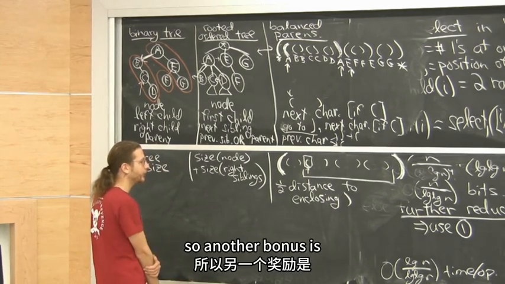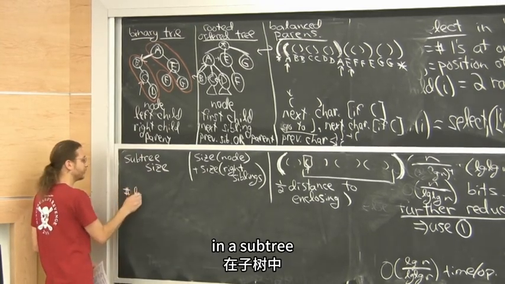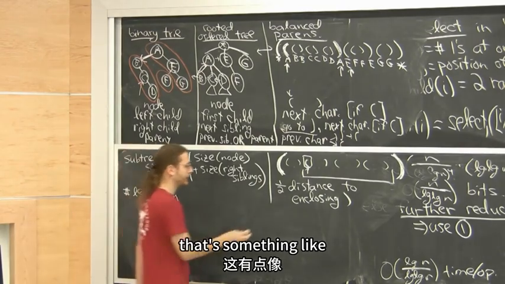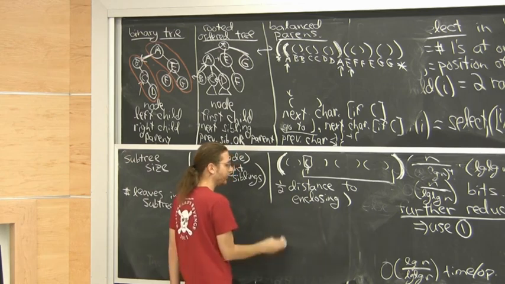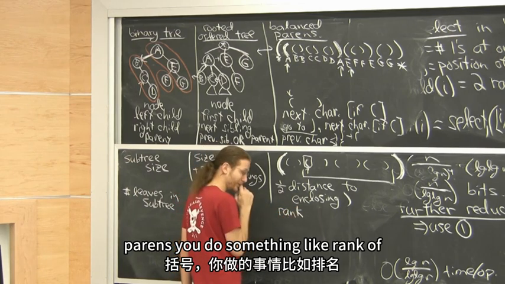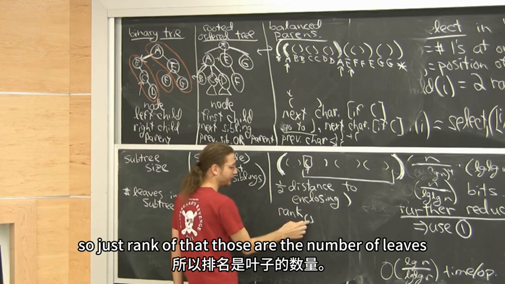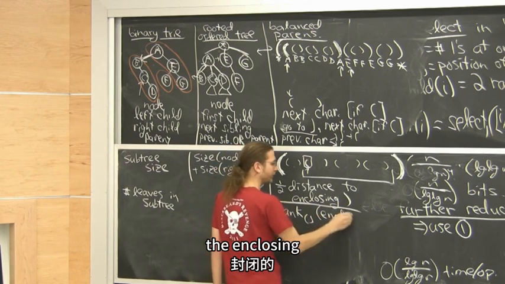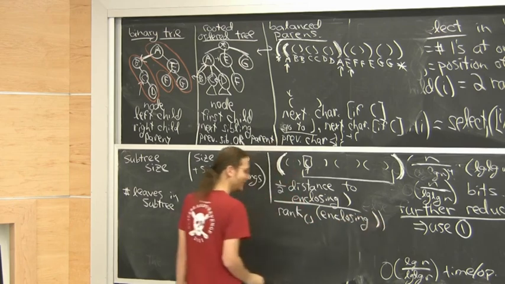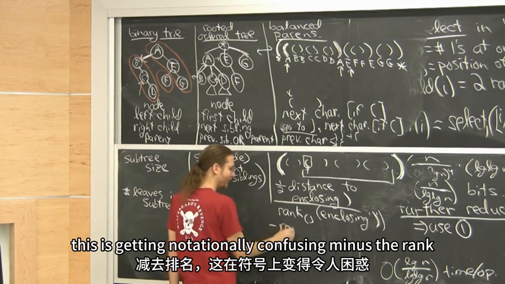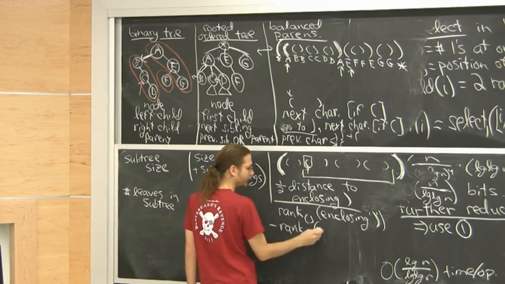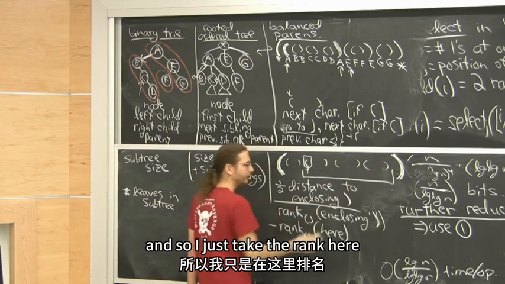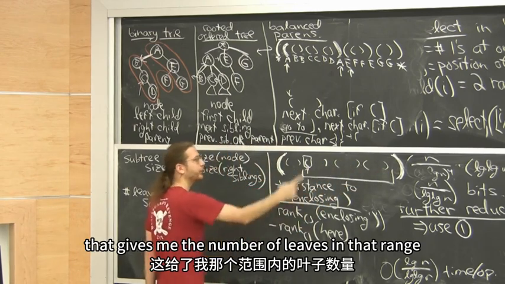And we have a couple extra seconds. So another bonus is suppose you want to know the number of leaves in a subtree. If I recall correctly, that's something like, instead of doing this distance to the enclosing paren, you do something like rank of, so just rank of that. Those are the number of leaves of the enclosing closed paren. This is getting notationally confusing. Minus the rank of here. Okay, so I just want to compute how many open paren, closed parens are there from here to here. And so I just take the rank here, subtract by the rank here. That gives me the number of leaves in that range.